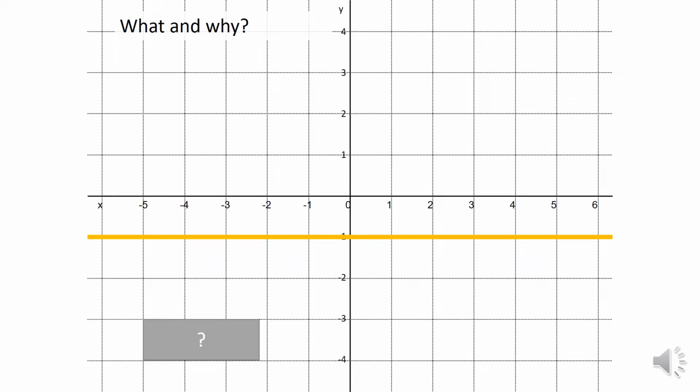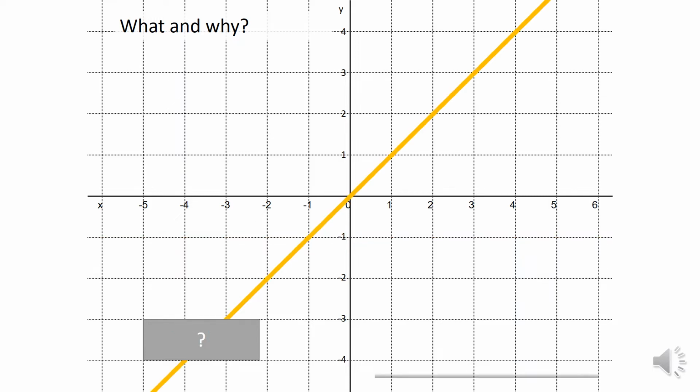Okay, we've seen one like this already. I'll just quickly go over this. So you see it's cutting through the y-axis at minus 1. So that one would be y equals minus 1. I thought I'd got rid of this slide.